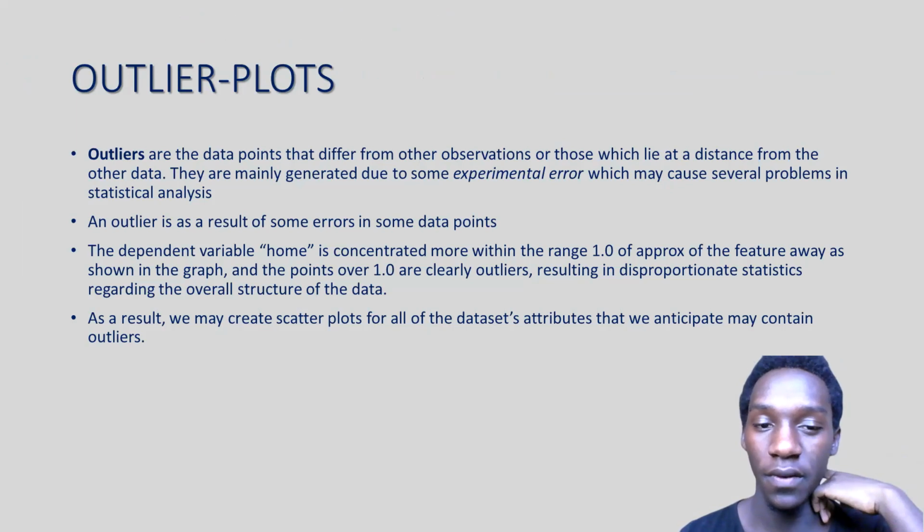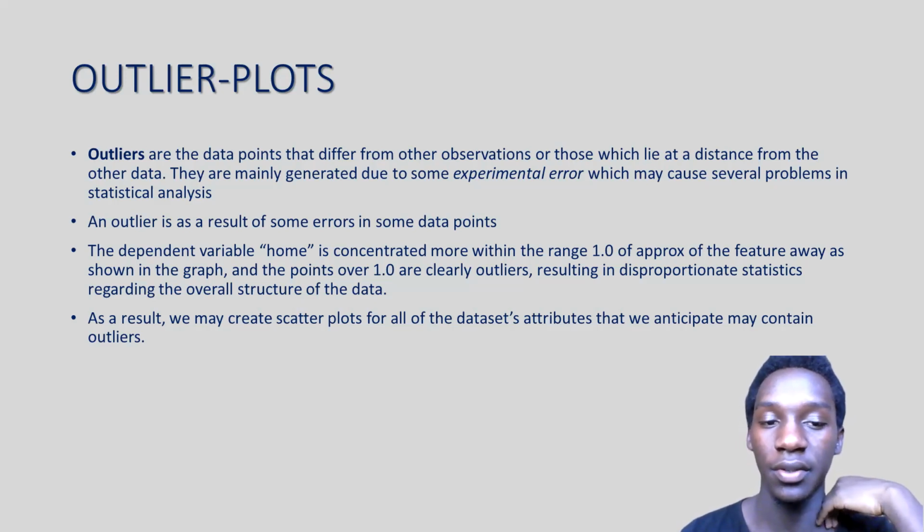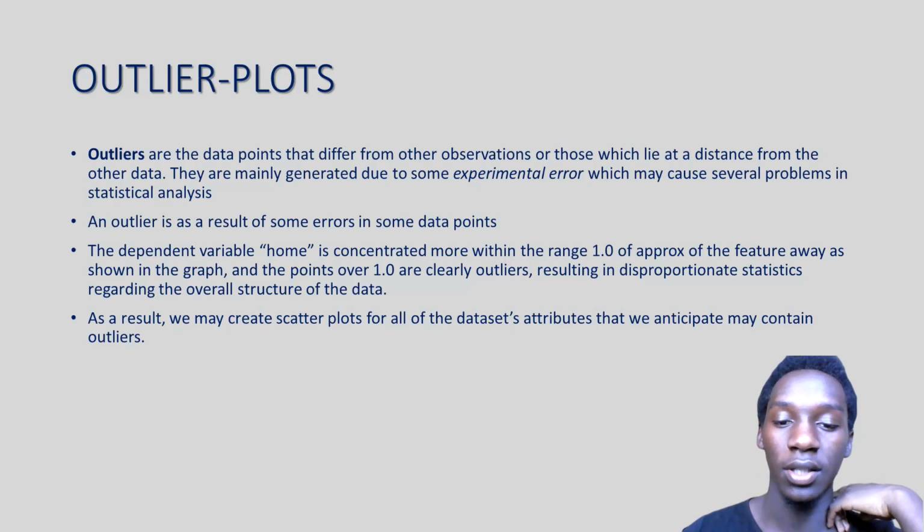The dependent variable, which is home, is concentrated more within the range of approximately 1.0 of the feature away, as shown in the graph. The points over 1.0 are clearly outliers, resulting in disproportionate statistics regarding the overall structure of the data. As a result, we may create scatter plots for all the dataset attributes that we anticipate may contain outliers.